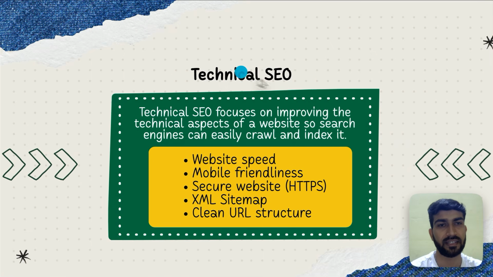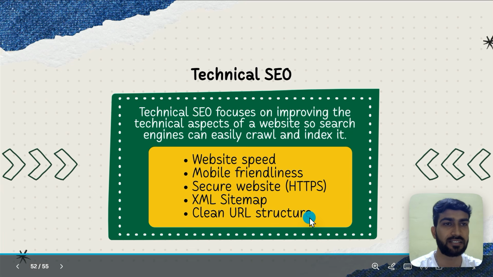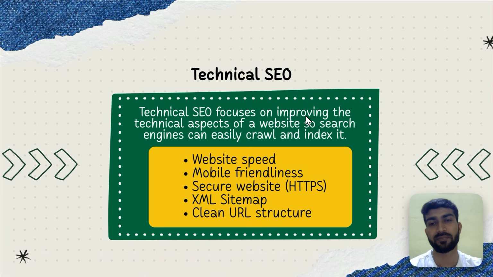Okay, what is next? Next is technical SEO. Technical SEO focuses on improving the technical aspects like website speed, mobile friendliness, secure websites, XML sitemap, and clean URL structure. These are all factors of technical SEO. How our website is performing technically, that we also need to take care of, right? So these are the three different types of SEO. First was on-page SEO, second was off-page SEO, and third is technical SEO, right?